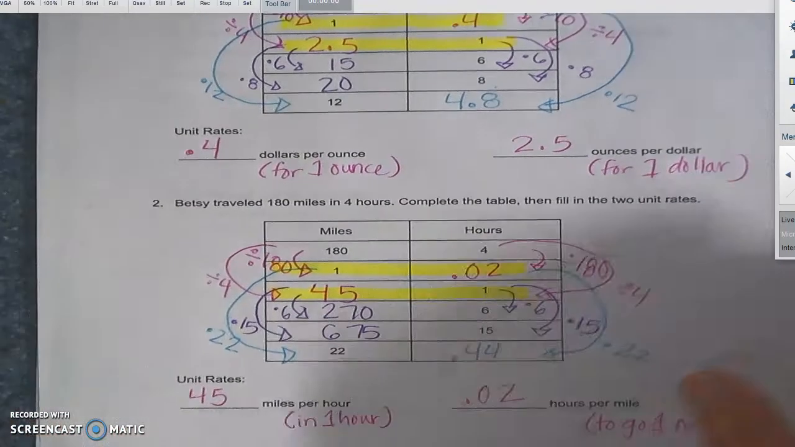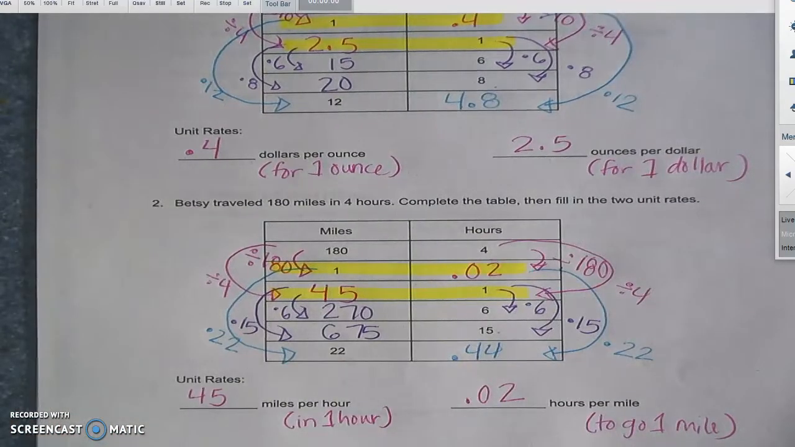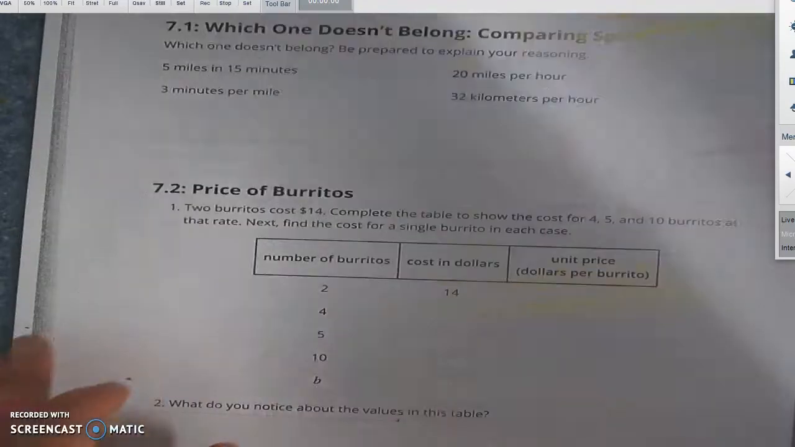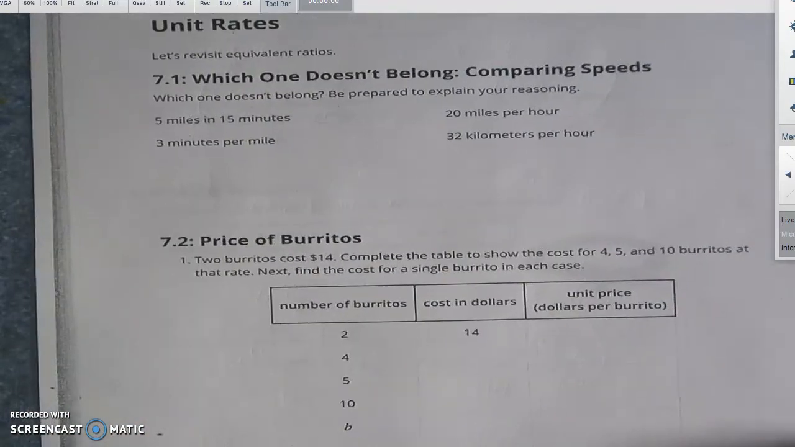Okay, so we're going to switch over to the workbook now. You need to be on page 286.